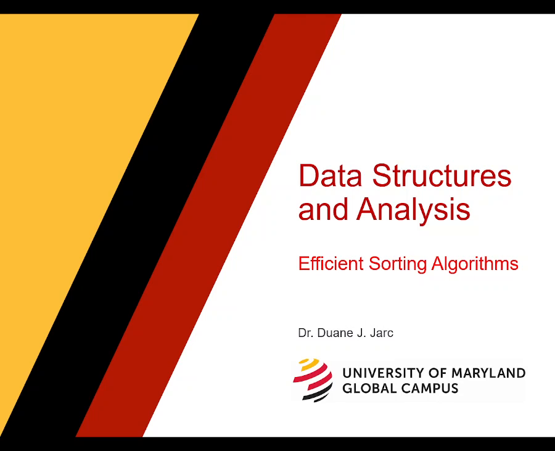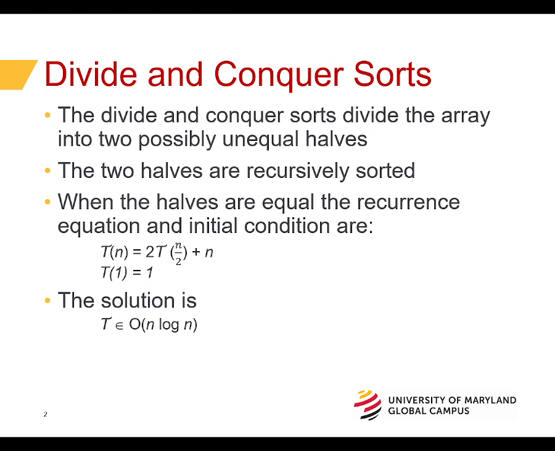We have already encountered one example of an efficient sort, which is the heap sort. The heap sort is a priority queue sort with a heap implementation of the queue. The merge sort and quick sort are two other efficient sorting algorithms. Both of those algorithms are considered divide and conquer algorithms.